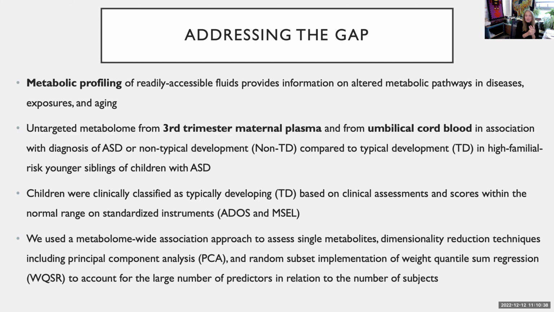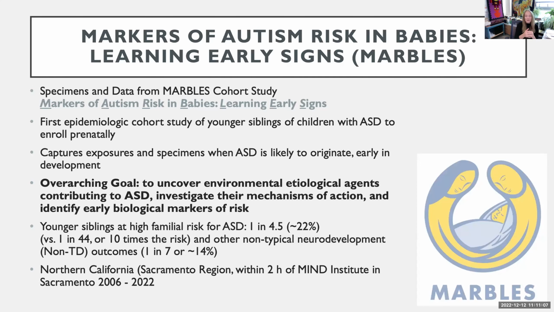The children were clinically classified in either diagnosis based on standardized instruments, ADOS and MSEL. Then we used a metabolome-wide association approach to assess single metabolites, with dimensionality reduction techniques such as PCA and a random subset implementation of weighted quantile sum regression, because we had a ton of metabolites versus a limited number of participants. The participants were taken from a large study called MARBLE, the Markers of Autism Risk in Babies Learning Early Signs, which we call MARBLE in the house.